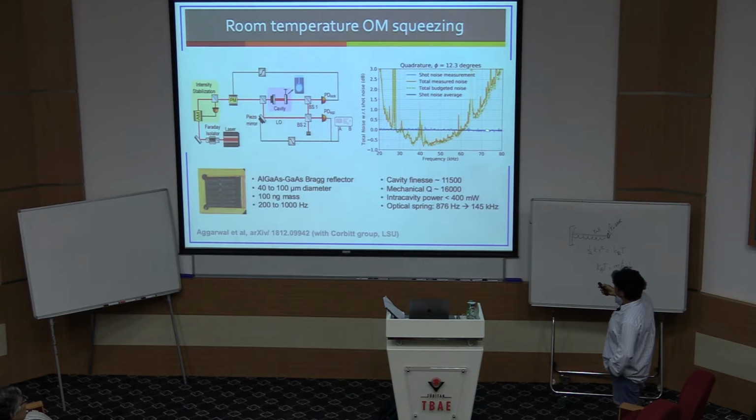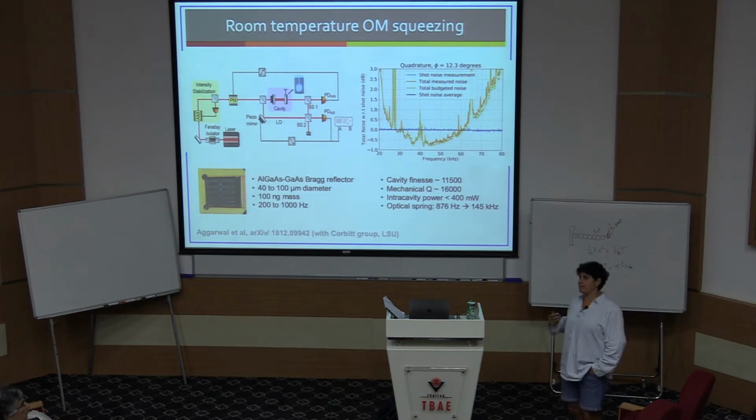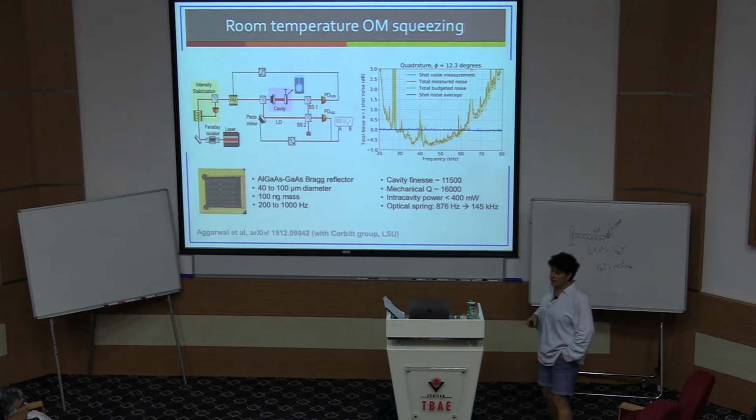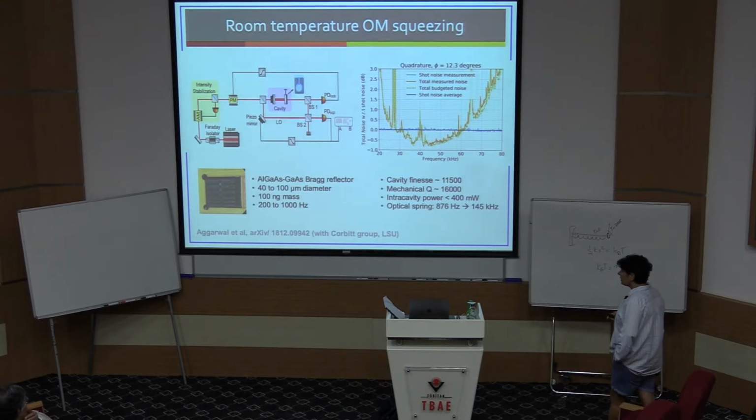Again, 0 dB is the shot noise limit. Anytime you go below it, you are squeezed. Anytime you're above it, you are anti-squeezed. Long part of the ellipse versus the short part of the ellipse. And so we've now also made optomechanical squeezing. So we're already getting ready for the third generation detectors in terms of the quantum technologies, okay?